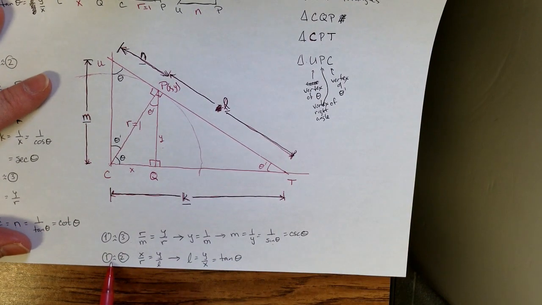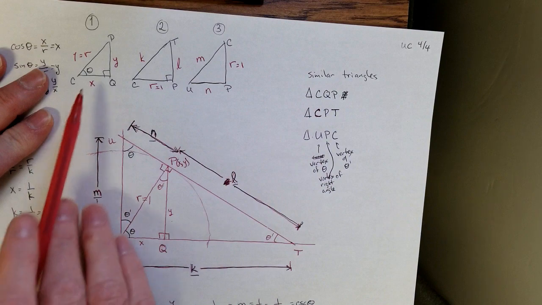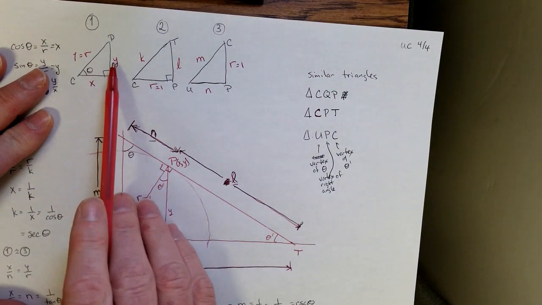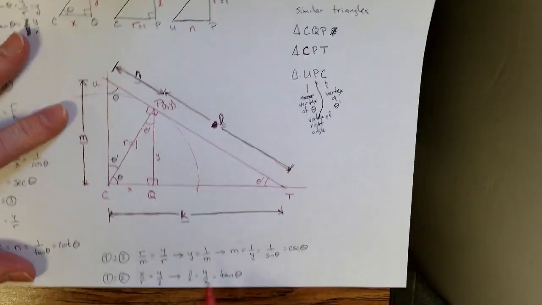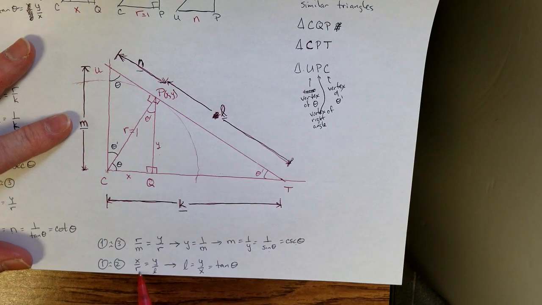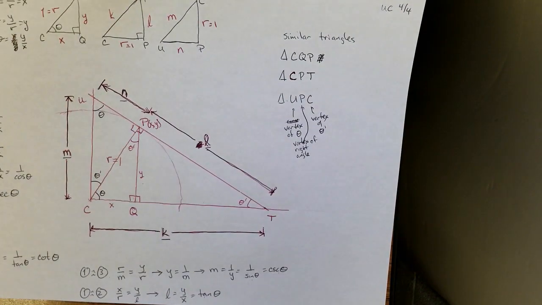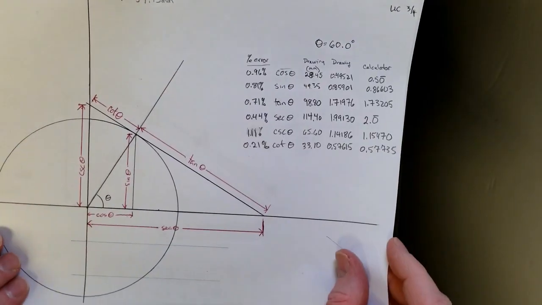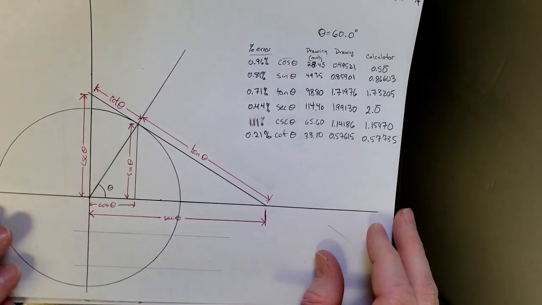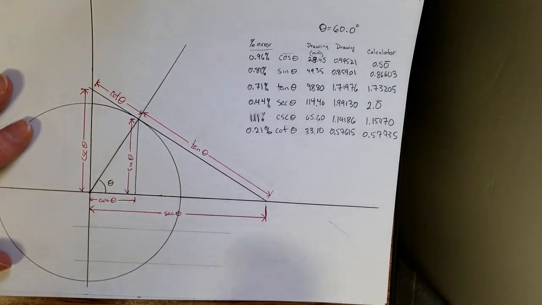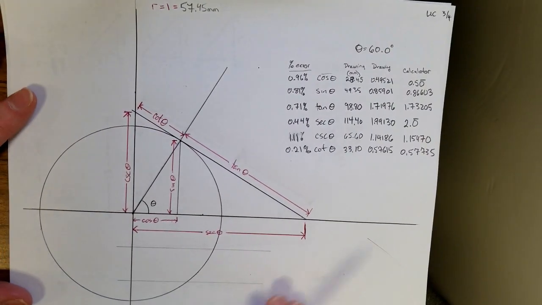And then comparing triangles 1 and 2, x is to r as y is to l. Solving for l, making r equal to 1, we have l as y over x, which is tangent of theta. So that distance is tangent of theta. So if we bring back the previous diagram, where I've actually labeled the trig functions instead of variables.